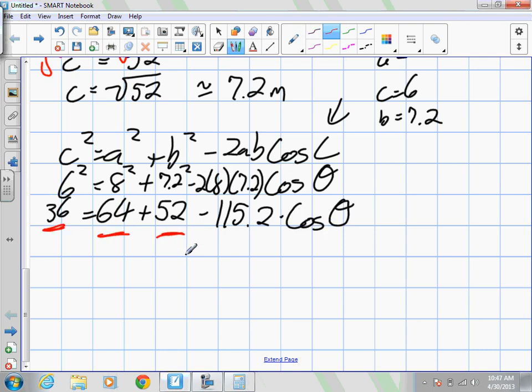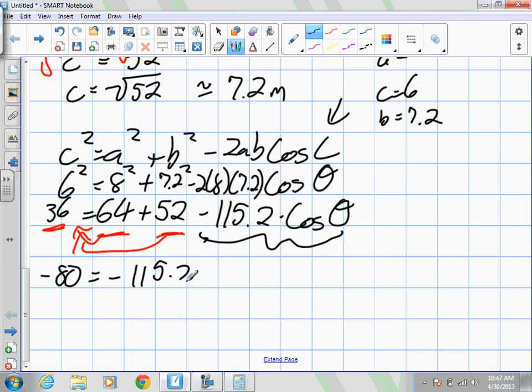So let's move 64 to the other side and 52 to the other side. And we're going to do this all kind of in one step here. 52 and 64 is going to give us 116. Yeah, when we move it to the other side, it becomes negative. There's a negative 80. Perfect. So it becomes negative 80 over here. If you're kind of confused, just go through that quickly on your own. That leaves us with this here, negative 115.2 cos theta.